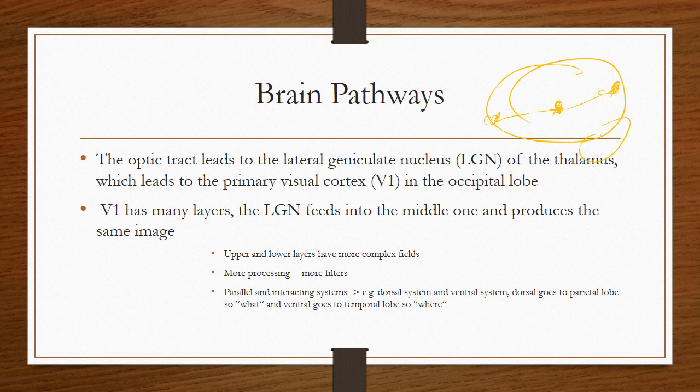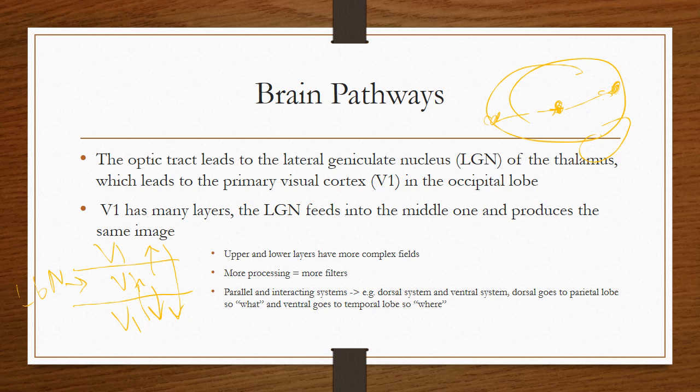Otherwise, if you had these types of layers and you had V1, this would be the middle one, and the lateral geniculate nucleus would go all the way into here. After that, they would go either over there or over there, depending on their process, or maybe they'd go over here and then over there, or over there and then over here. So it all depends on what type of info it is.